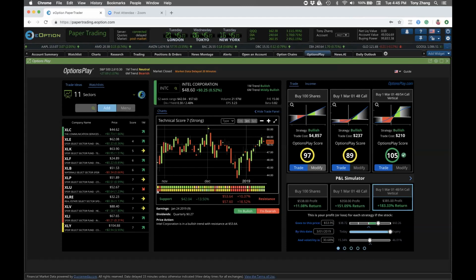So as you can see, Intel has been in this bullish trend for just a few days since January 4th, when both the 1-month and 6-month trend turned neutral on January 10th. So just a few days old. So this is the start of a relatively new trend. And then below that, you have important information such as earnings, dividends, and price action data. So as you can see, Intel here reports earnings in 9 days. So this is one of the stocks that we'll look at.